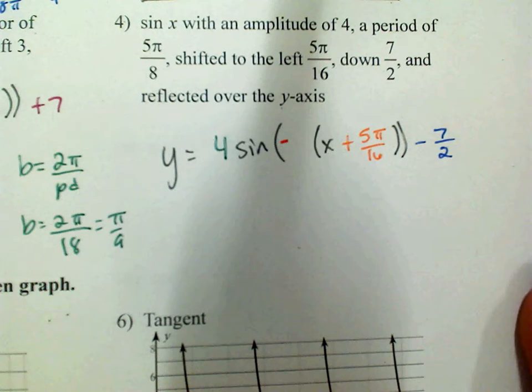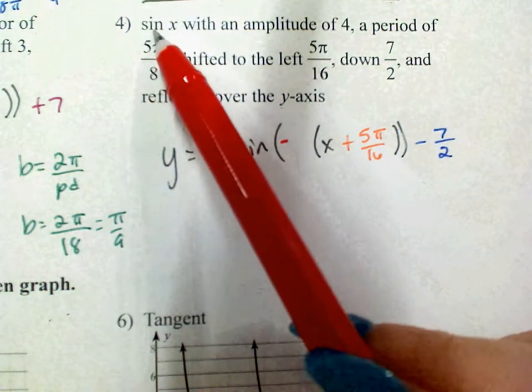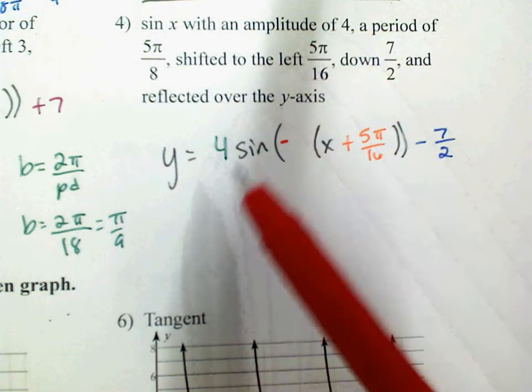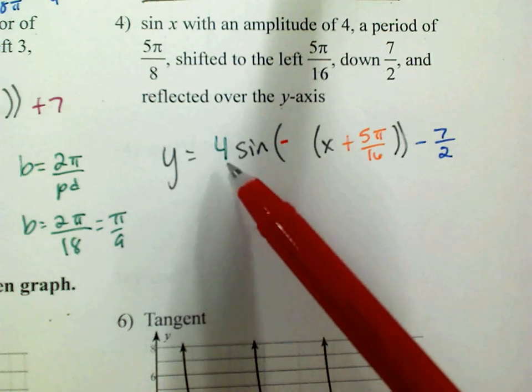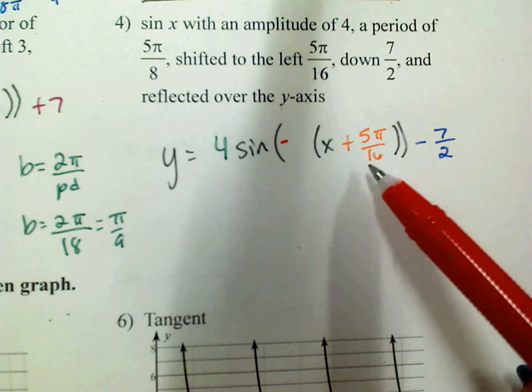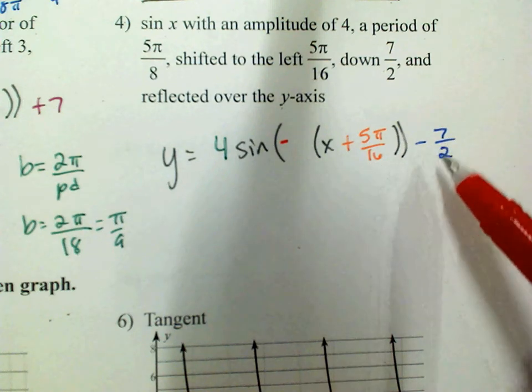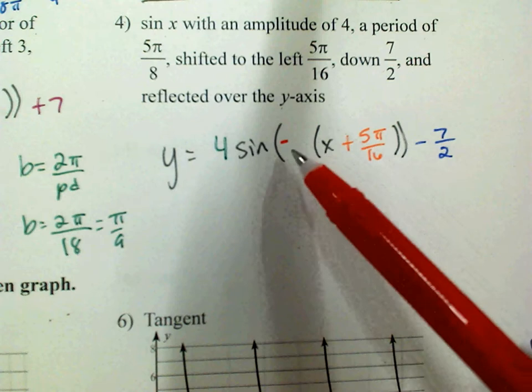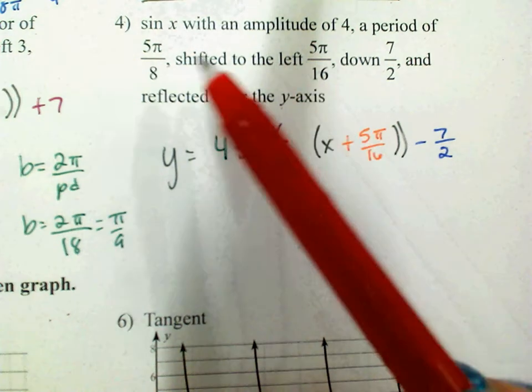Okay, sine wave with an amplitude of 4, so 4 out front. Shifted to the left 5 pi over 16, so plus 5 pi over 16. Down 7 halves, so minus 7 halves on the outside. Reflected over the y-axis, so I put the negative right there. And now I'm going to figure out b using my period.